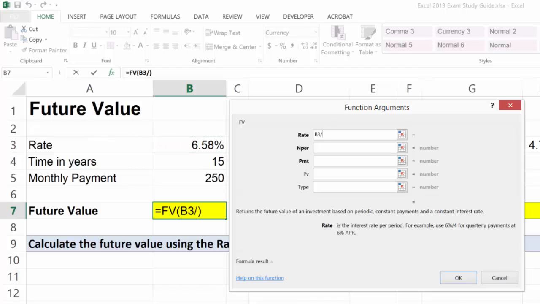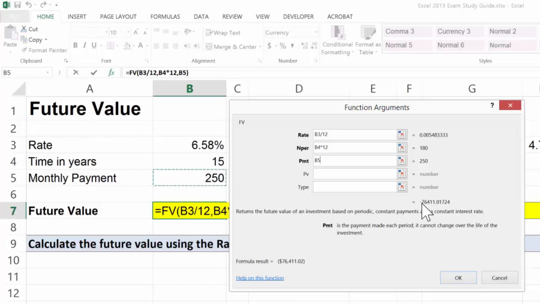So we have the rate. We need to divide that by 12. That gives us the monthly interest rate. The number of periods, well, we know we have 15 years. We need to multiply that by 12, which gives us 180 months. Finally, we need the payment. And the payment is going to be $250 a month that we're going to invest.